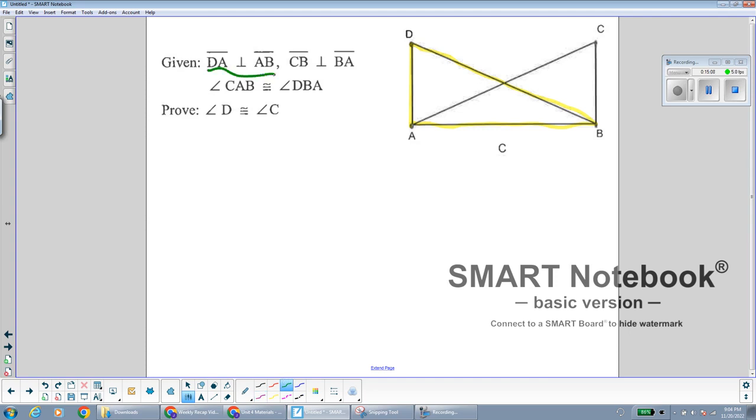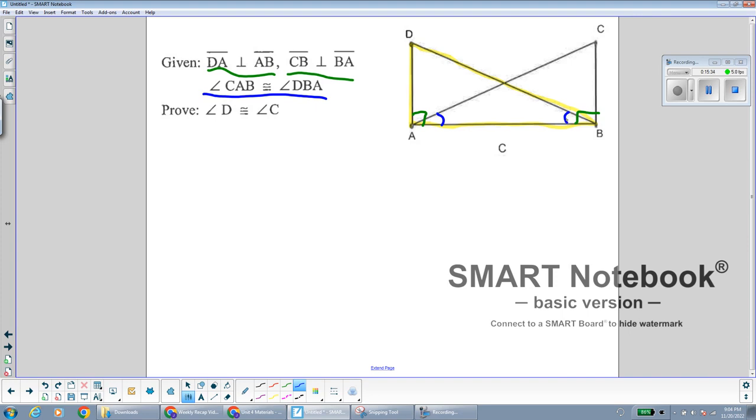So DA is perpendicular to AB. That means they form right angles where they intersect. CB is perpendicular to BA. Once again, that means they form right angles where they meet. And we also know that angle CAB, A is in the middle, so it's here, is congruent to angle DBA. B is in the middle, so it's right over here.